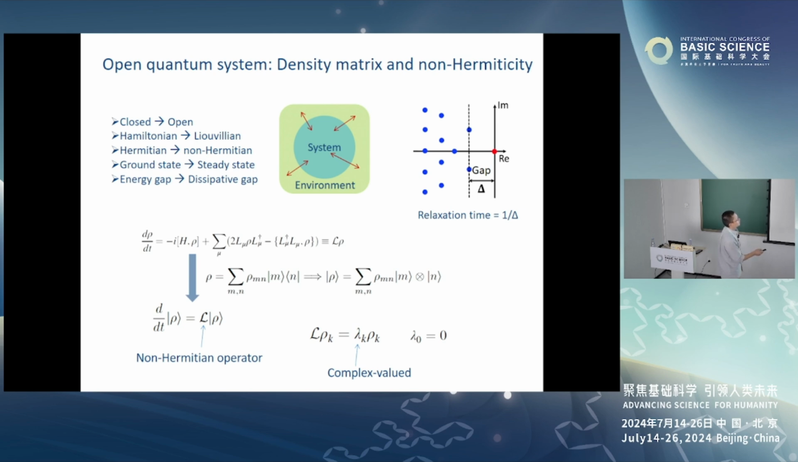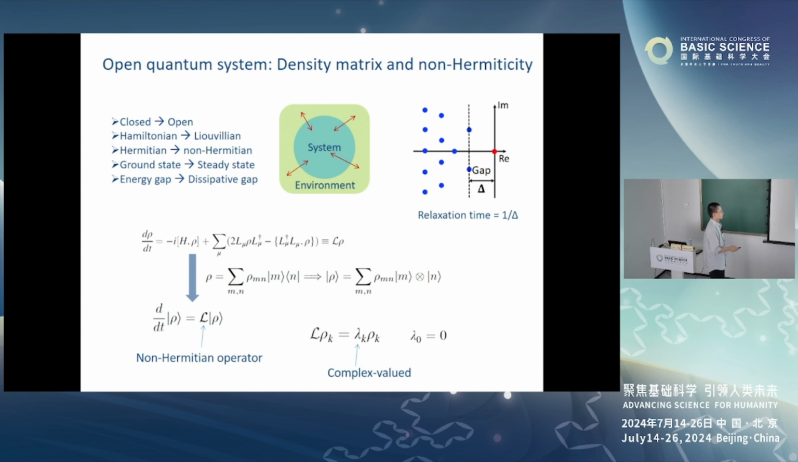Below this zero eigenvalue, all other eigenvalues have a negative real part. So there's a gap between the zero eigenvalue and the other eigenvalues. The inverse of this gap actually determines the relaxation time. So the role of the energy gap in the closed system is replaced by this dissipative gap in the open system.